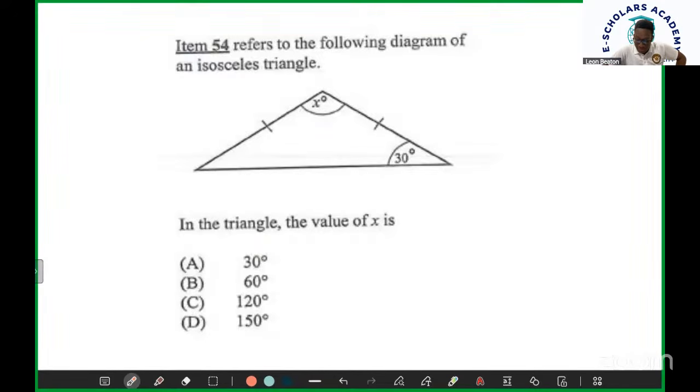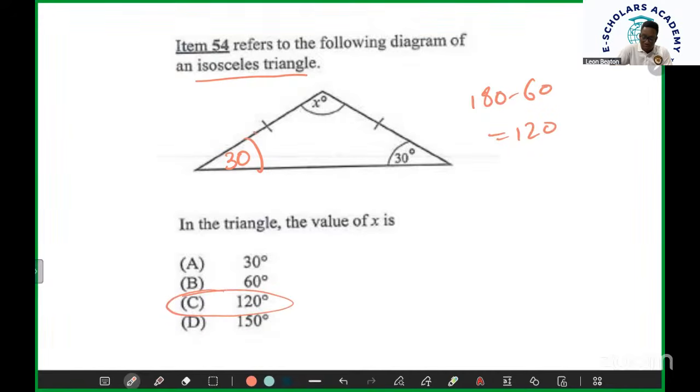Variation, another similar question. In the triangle, the value of x is, so they talk about it's an isosceles again, and they want the value of x. In this case, they did not give us all of the sides, but they told us it's an isosceles. So because it's an isosceles, if here is 30, here is also 30. 30 and 30 is 60, and 180 minus 60 will simply be 120 again, which is C. Similar question, but they left out this side here. But we know it's an isosceles, so the two sides would be the same.